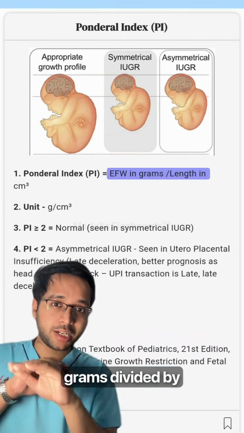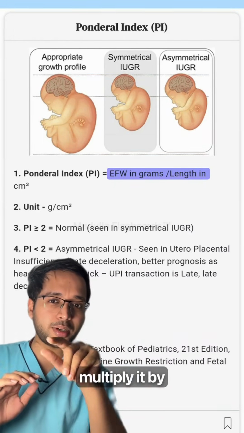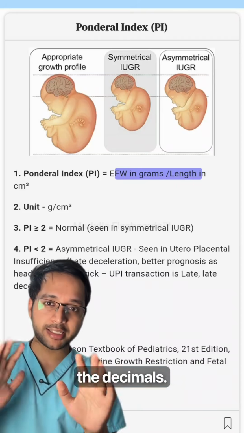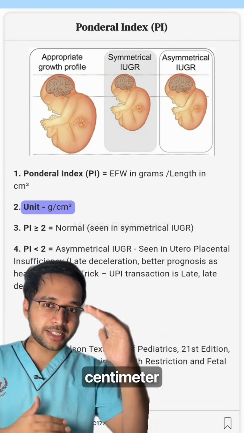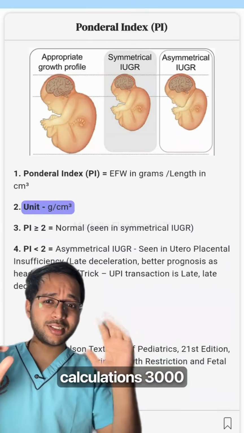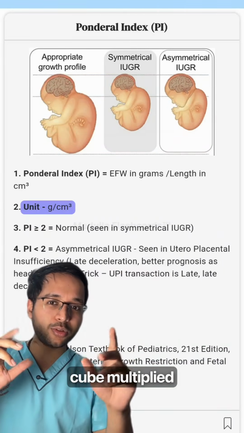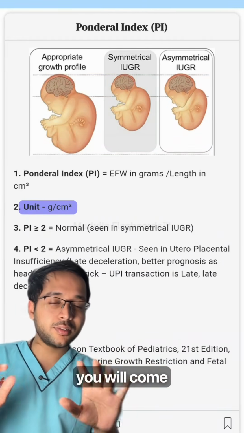Fetal weight in grams divided by length in centimeter cube, and we can also multiply it by 100 so that we can just avoid the decimals. So if we take a normal baby, somewhere like 3 kgs and 50 centimeter in length, if we do all the calculations, 3000 divided by 50 centimeter whole cube, multiplied by 100 to get rid of the decimals, you will come around 2.4.